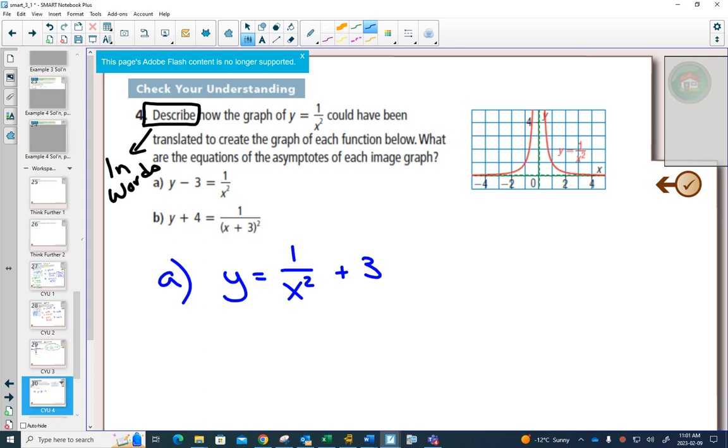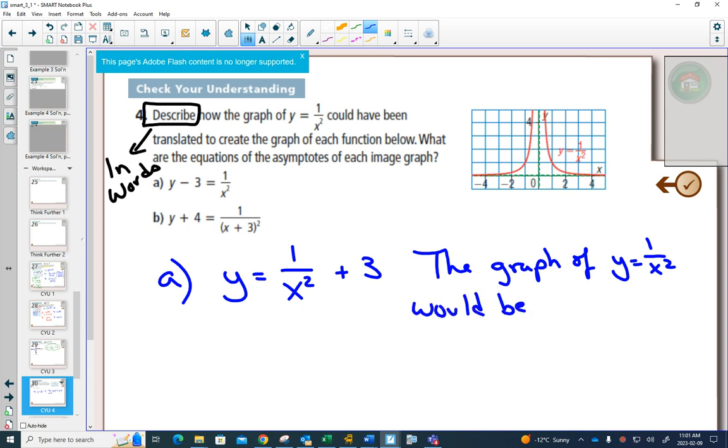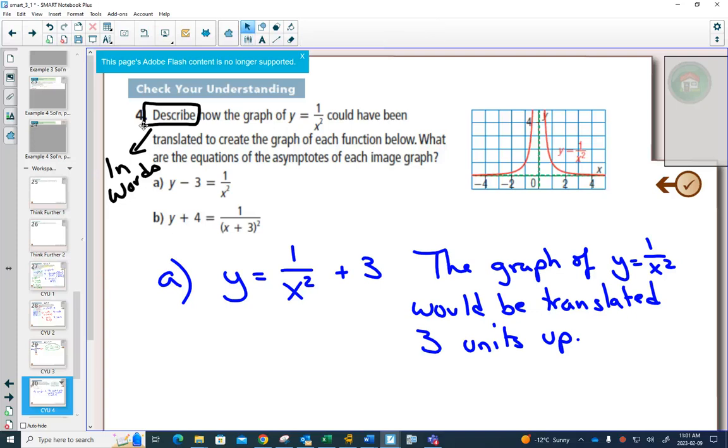Describing that in words, we would say the graph would be translated 3 units up. So key things that we have here is the direction. The up part tells us that it's translated vertically. And that's all we would need to do for our description.